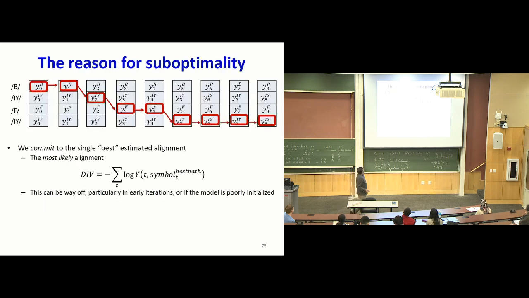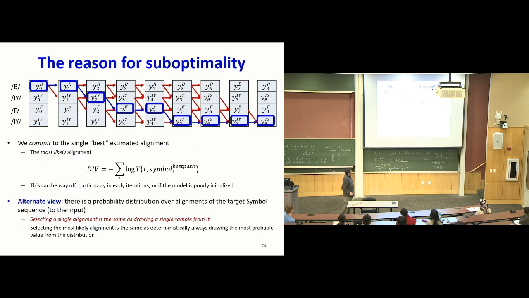So here's what we are doing. You had this entire graph, correct? From the graph, you chose one alignment, which was the most likely alignment. And then you use that most likely alignment to train your model, right? And this most likely alignment can be way off, particularly when the model is poorly initialized, right? But then, here's what you're really doing, right? This graph, with all of its nodes and all of its probabilities, actually represents a probability distribution over alignments.